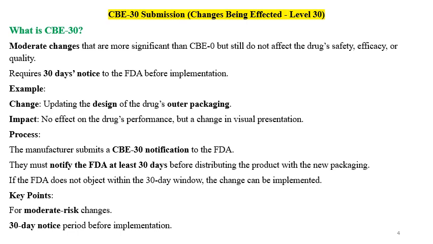An example is updating the design of the drug's outer packaging. It has no impact or effect on the drug performance, but it is a change in visual presentation of the product. So the process for this change submission is a CBE 30 notification to the FDA. They must notify the FDA at least 30 days before distributing the product with the new packaging. If the FDA does not object within the 30 days window, the change can be implemented. Otherwise, the change cannot be implemented.